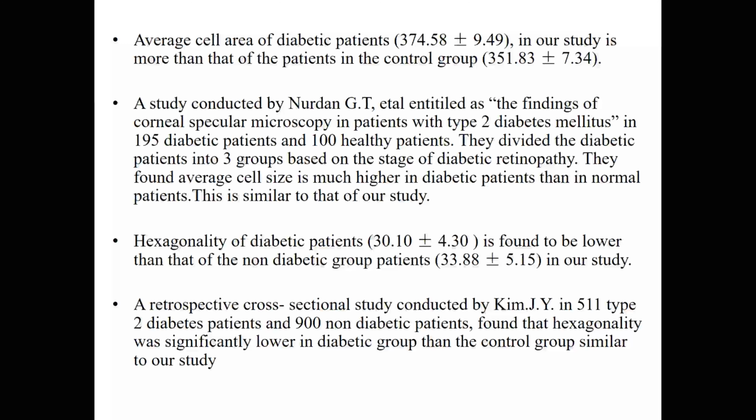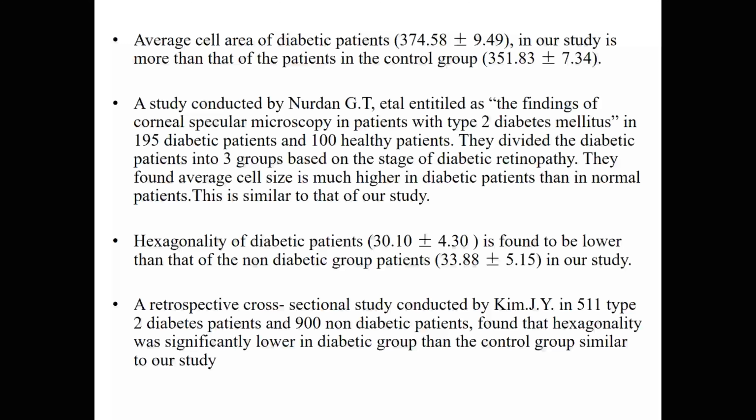A study conducted by Noda et al., findings of corneal specular microscopy in patients with type 2 diabetes mellitus, in 195 diabetes patients and 100 healthy patients. They divided the diabetic patients into groups based on the stage of diabetic retinopathy. They found average cell size is much higher in diabetic patients than in normal patients. This is similar to that of our study. Hexagonality of diabetic patients is found to be lower than that of non-diabetic patients in our study.